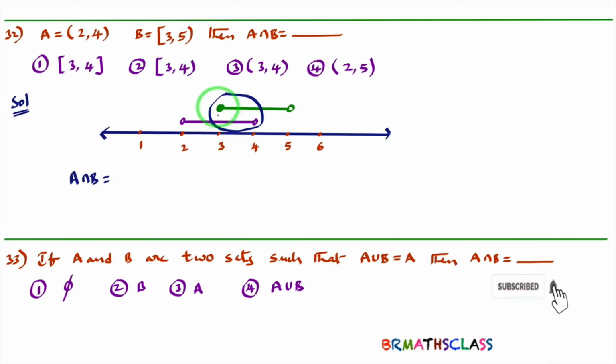3 is there in both the sets. Yes, 3 is there in both the sets. So I'll write closed interval 3. And 4 is there in both the sets? In the first set 4 is not there. In the second set 4 is there. 4 is not in common. So what we will write? Closed 3, open 4. This is the right option. So which is the right option here? Second option is the right option.